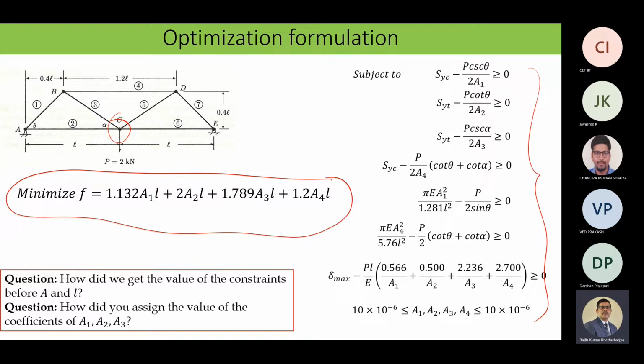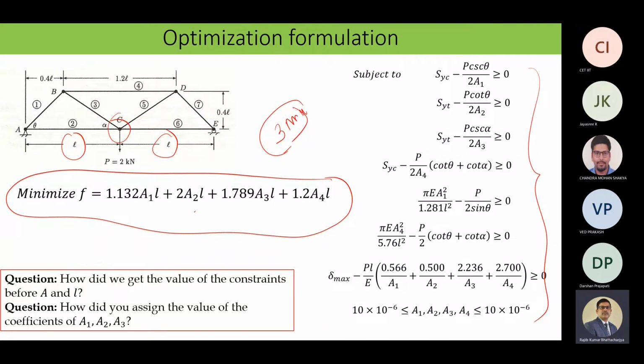Now the question is how we can calculate this constraint before knowing the values of A1, A2, A3, and A4. Here I would like to tell you that L is not a variable. L is already defined. Suppose this is an example problem, and the L value is 3 meters. It is already given to you.